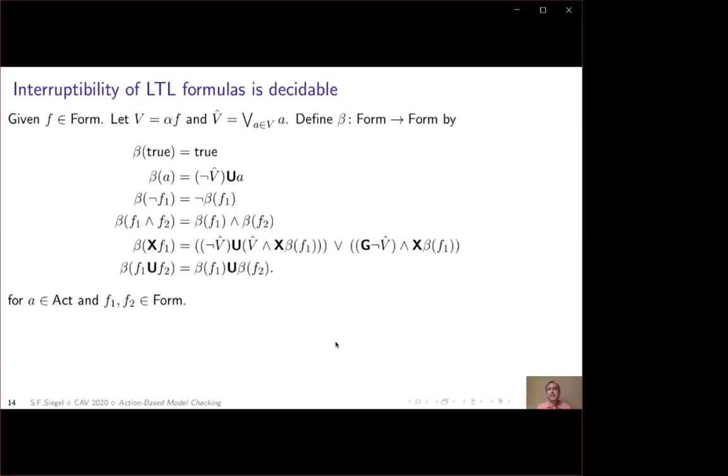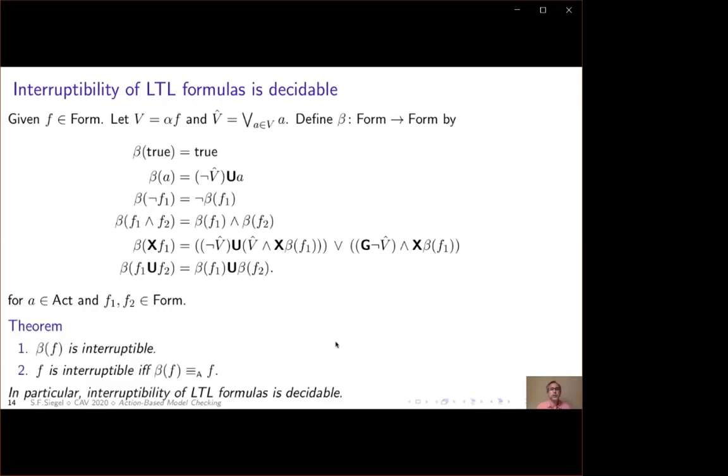In the paper, we describe an algorithm to decide whether any LTL formula is interruptible. The basic idea is that we define a certain transformation on formulas called beta. And we show that given any LTL formula F, beta of F is interruptible. And furthermore, F is interruptible if and only if beta of F is action equivalent to F. Since we've already seen that action equivalence is decidable, we have a decision procedure for interruptibility.